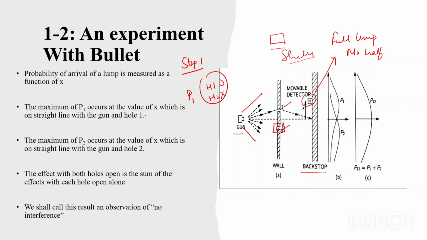Now the maximum of this P1 occurs at the value of x which is on a straight line with the gun and hole 1, over here on this point. So for this step 1, we have a probability curve like this, you can see over here, and for this position we have the maximum probability P1.